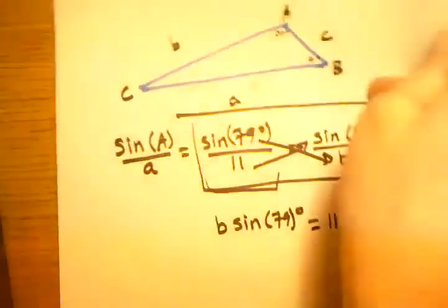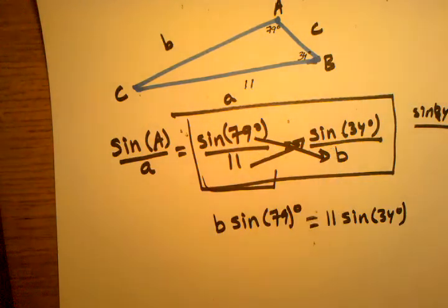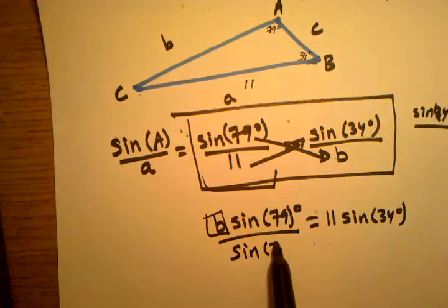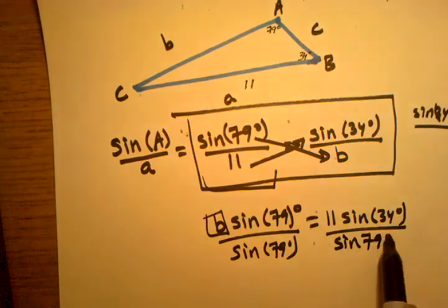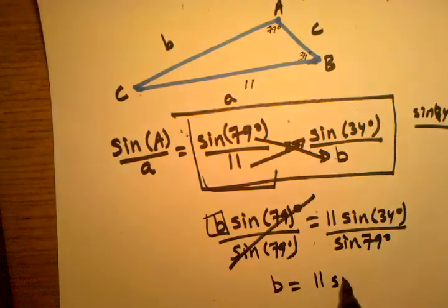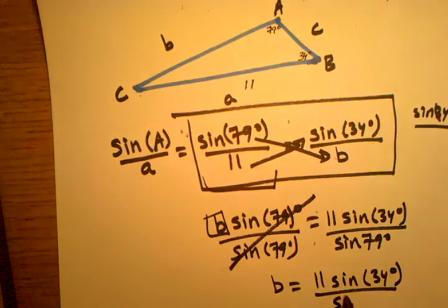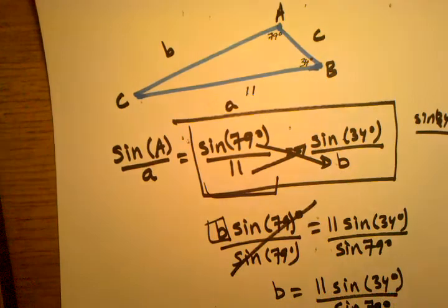Anyway, now I've written an alternative equation that's equivalent to the way I wrote them in terms of ratios, and the missing information that I need is b, so I'm going to solve for b. To do that, I have to isolate b. I'll divide by sine of 79 degrees on both sides, so that way those two cancel out on this side. And what I'm going to end up with is b equals 11 sine 34 degrees over sine 79 degrees. And now you can use your calculator to figure out what that would equal.